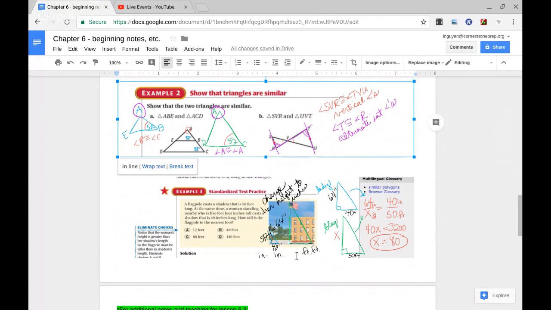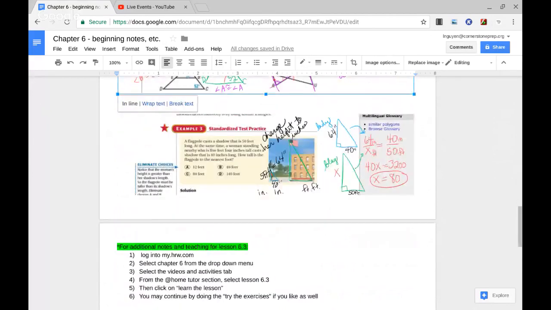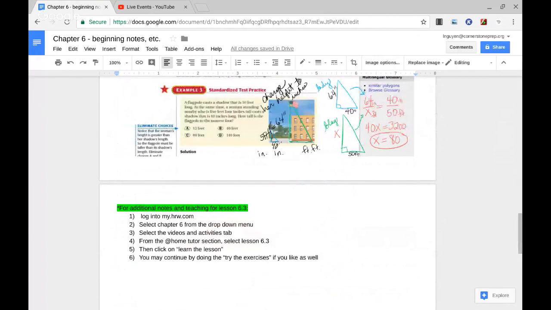All right. Those are all the examples in the section. I would recommend here at the bottom of this document that I'm going to share with you, it tells you how to get to some extra practice where you can listen to someone else teach it without crazy children in the background. And you have some try the exercises that you can do as well.